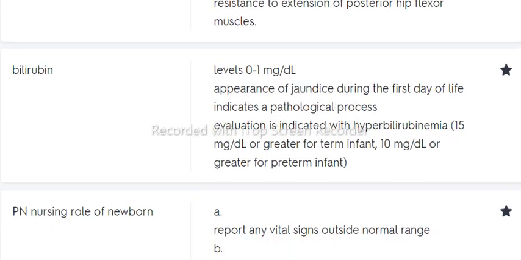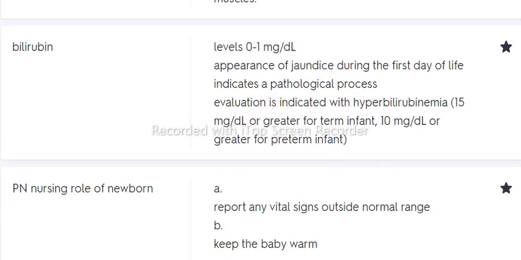Bilirubin level 0 to 1 milligrams per deciliter. Appearance of jaundice during the first day of life indicates a pathological process. Evaluation is indicated with hyperbilirubinemia.